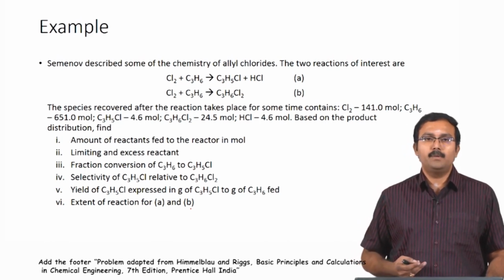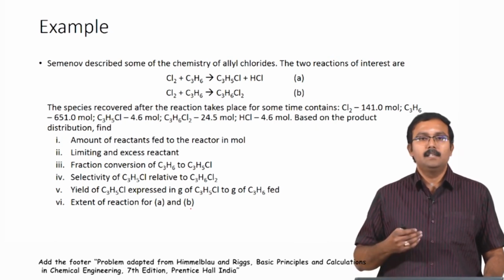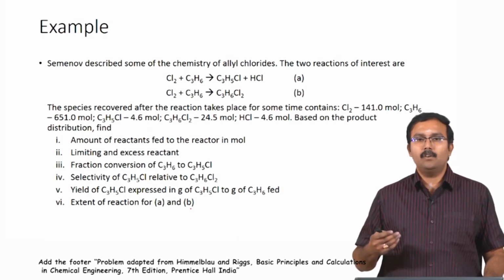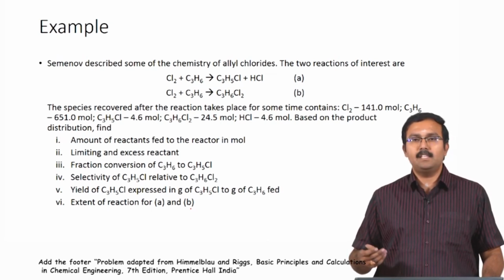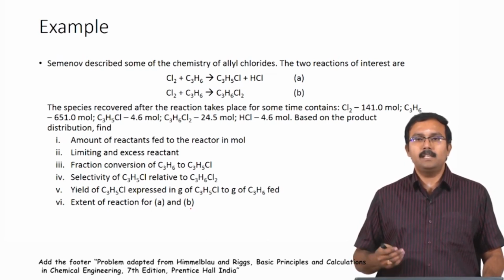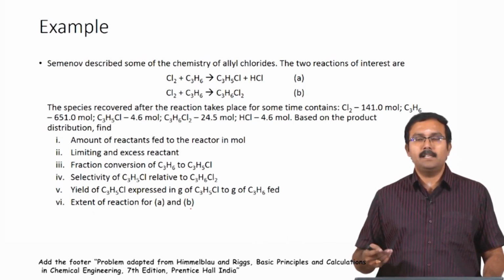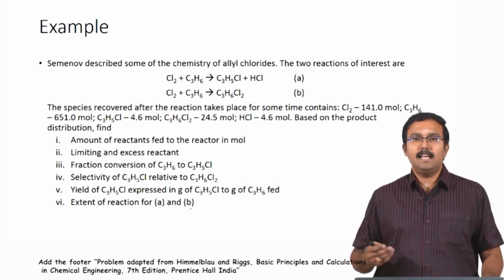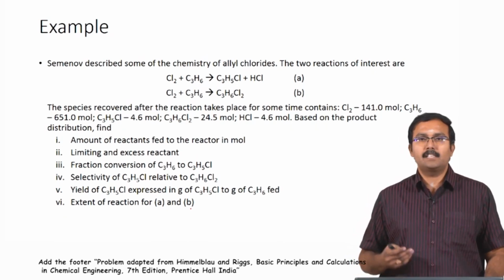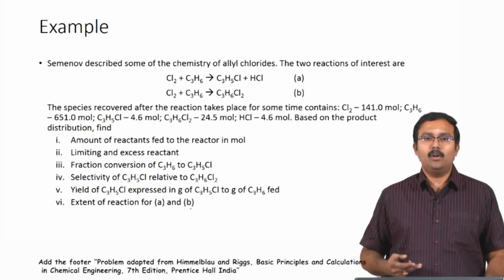Based on the product distribution, you are asked to calculate the amount of reactants which is fed to the reactor, the limiting and the excess reactant, fractional conversion of C3H6 to C3H5Cl, selectivity of C3H5Cl relative to C3H6Cl2, yield of C3H5Cl expressed in terms of grams of C3H5Cl to grams of C3H6 fed, and the extent of reaction for these two reactions which are A and B. So, let us see if we can calculate all these values.